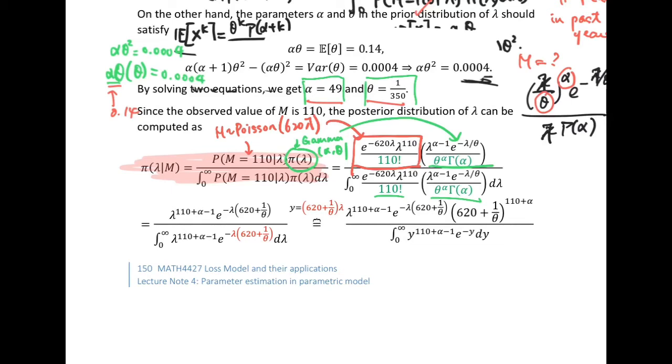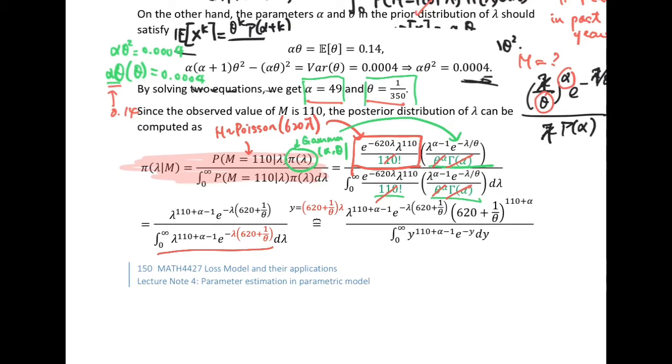Now, first of all, this gamma alpha can be cancelled out, because it is a common factor which is independent of lambda. Of course, theta to the power alpha can be cancelled as well. 110 factorial can also be cancelled out, so that this posterior distribution can be simplified into this. And then again, what you need to do is try to compute the integral in the denominator.